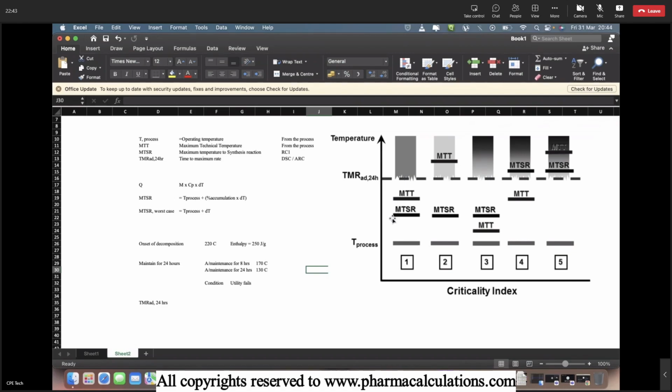So MTSR means it is the maximum temperature up to which the reaction mass will be able to reach. So above this, the reaction mass doesn't have the potential to reach. I mean, during any exothermic event, whatever energy is being liberated will be able to take the reaction mass temperature only to this level of MTSR, and there is no possibility to reach beyond unless you give some external supply. Okay, so in this class 1 the reaction mass doesn't have the potential to reach up to this level. And the next one is the MTT. It is nothing but a boiling point.